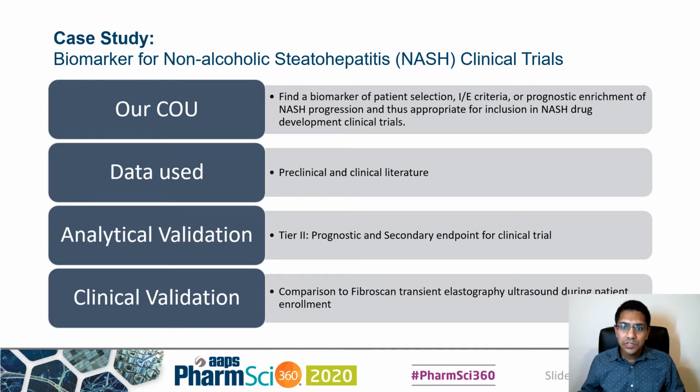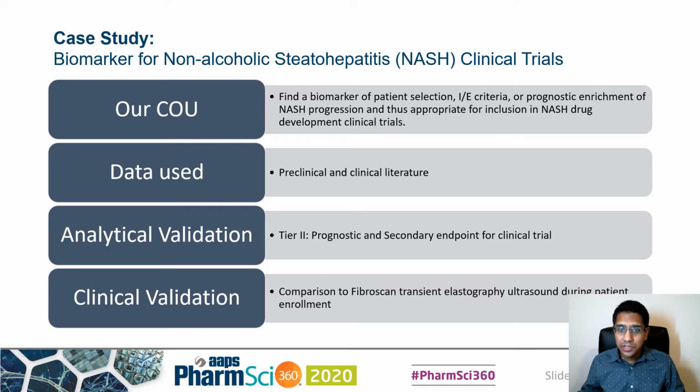Our case study is from a study where we were searching for biomarkers for use in non-alcoholic steatohepatitis, or NASH, clinical trials. Our specific context of use was to find a biomarker of patient selection, inclusion-exclusion criteria, or a prognostic enrichment of NASH progression, and thus appropriate for inclusion in NASH drug development clinical trials. We then used clinical and preclinical published literature as our data source to find candidate biomarkers.